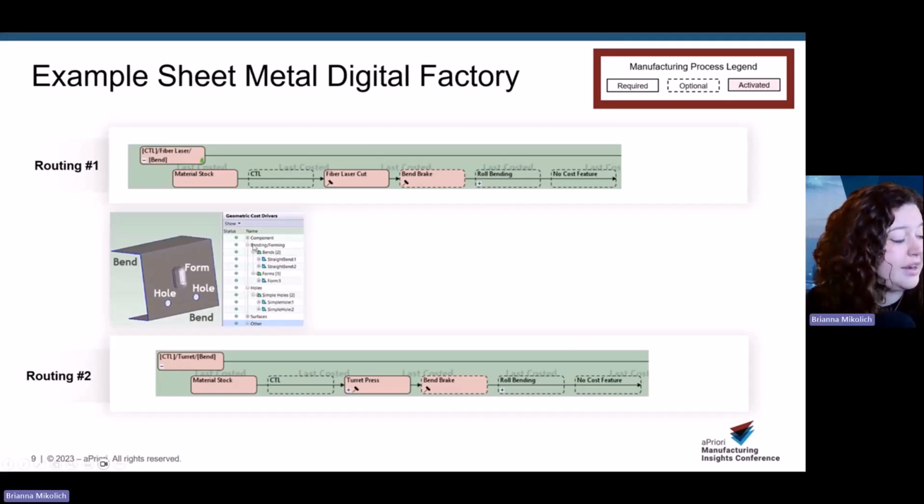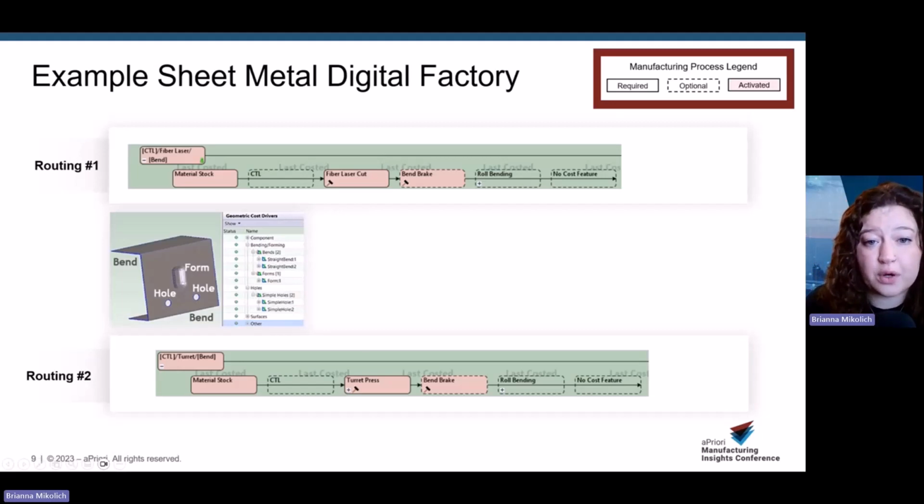Now on the right-hand side of my image here, we're going to see that unique name and categorization. So for this part, there is a category called bending and forming, of which there are two bends, straight bend 1 and straight bend 2. There's a form called form 1, and under the holes category, we have two simple holes, simple hole 1 and simple hole 2.